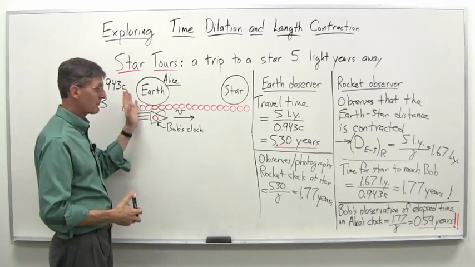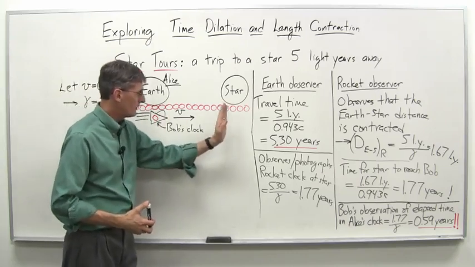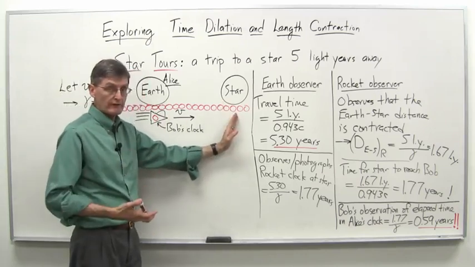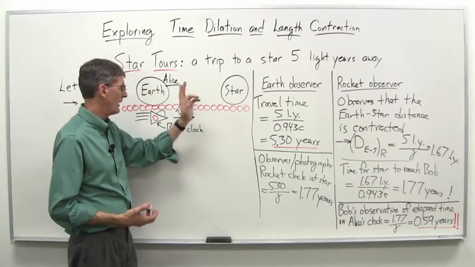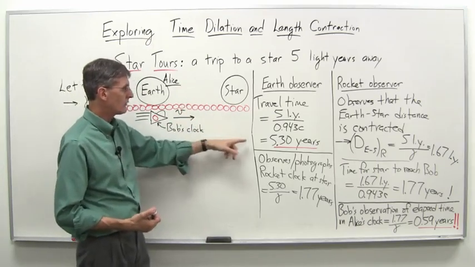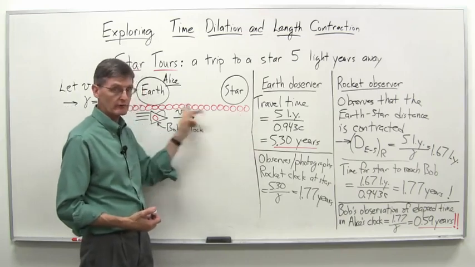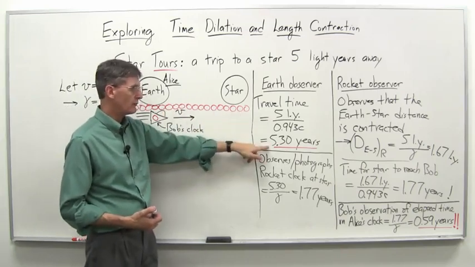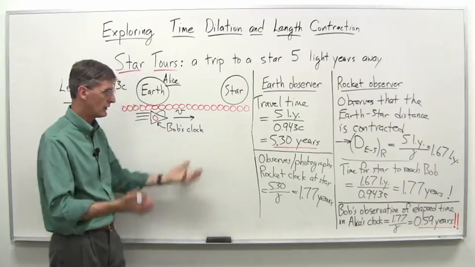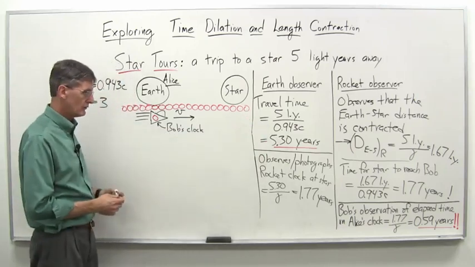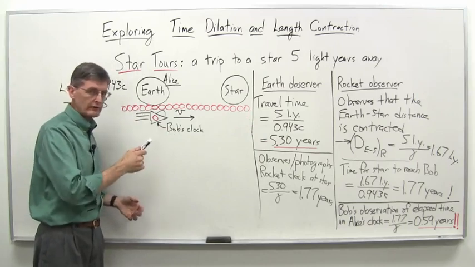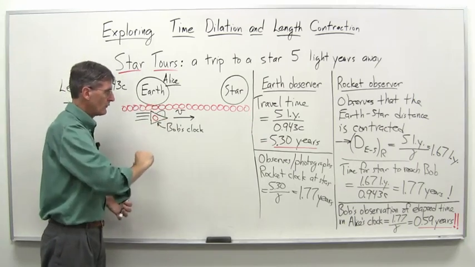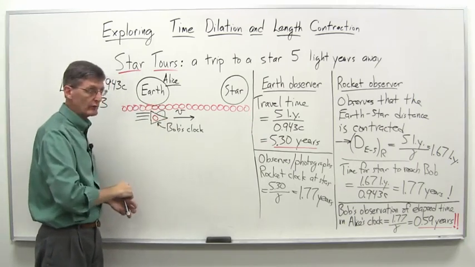So then as far as Alice is concerned, Bob moves along. When he gets to the star, another photograph is taken to compare the two clocks at that time. And Alice, on her clock in the Earth-star system, will read 5.3 years, because it's 5 light years at 0.943 c, which takes 5.3 years to get there. But then when she looks at the photograph of Bob's clock as well, what does she read?